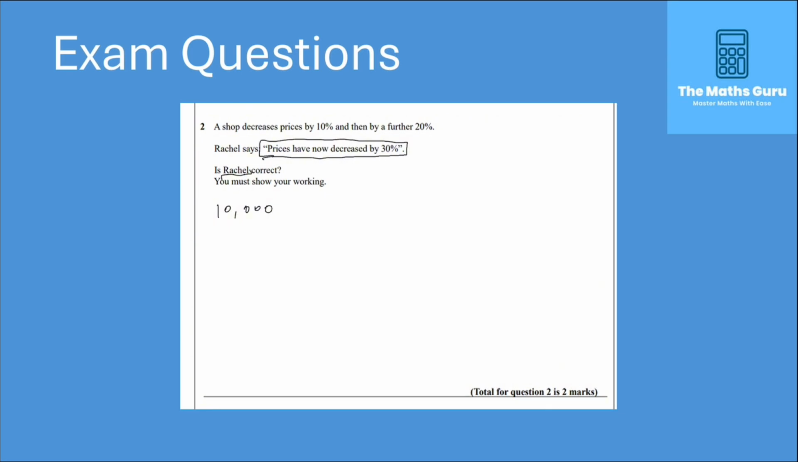£10,000. Then we need to work out our percentage multipliers, and in this case we have prices decreasing, so we're using our percentage decrease formula. So this is going to be 1 minus 10 over 100 as our first one, which is going to be 0.9. Our second multiplier is going to be 1 minus 20 over 100, which is going to be 0.8.